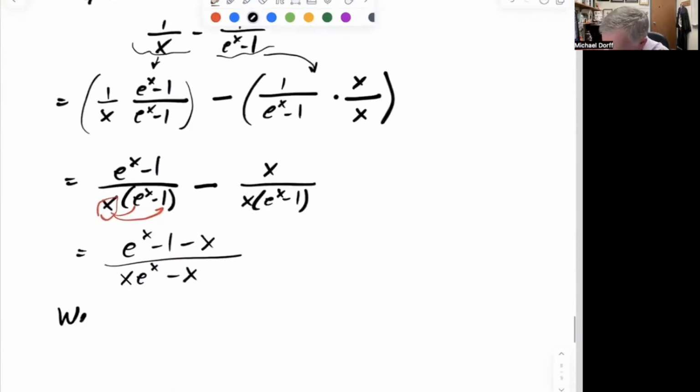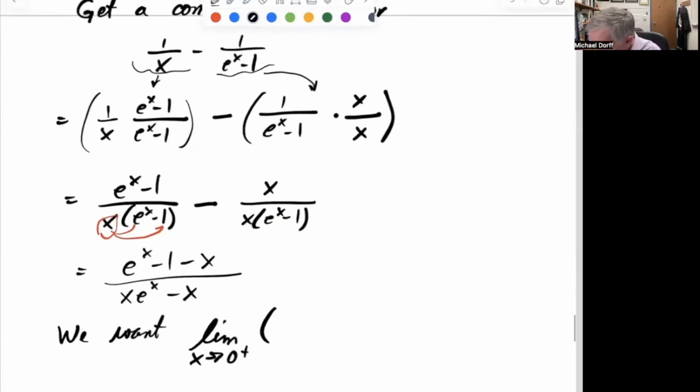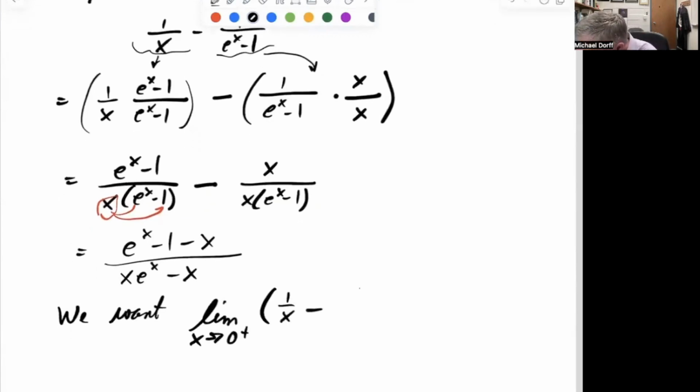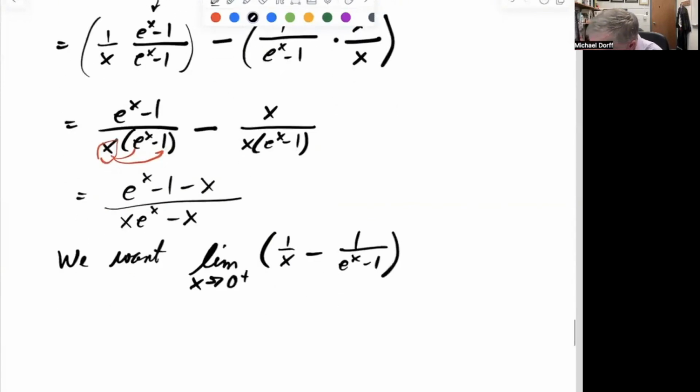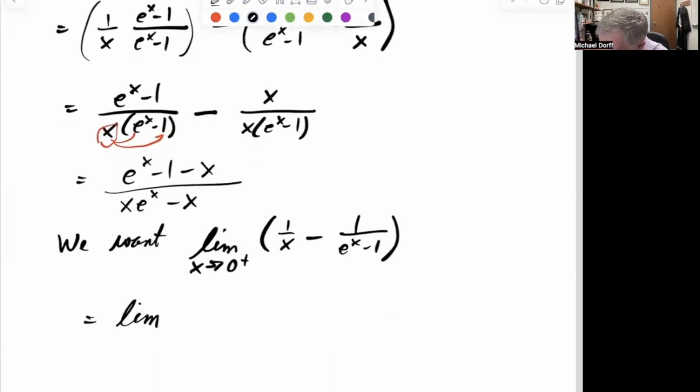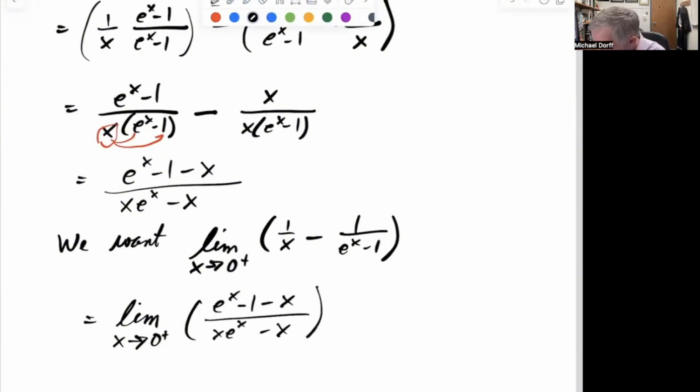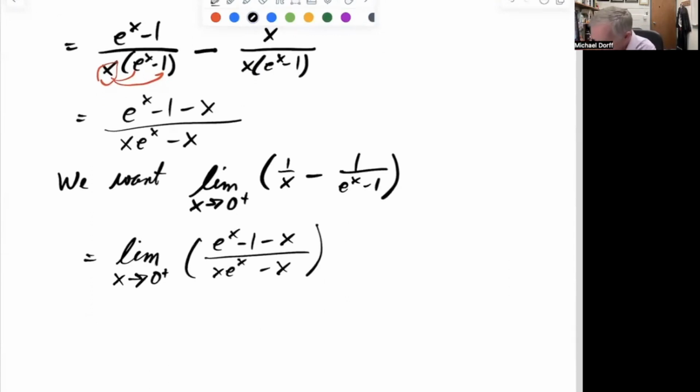So we want the limit as x goes to 0 from the right of, again, the original problem was 1 over x minus 1 over e to the x minus 1. We've now rewritten that. What's in the parentheses there, we've rewritten to be e to the x minus 1 minus x over x e to the x minus x. And now if we do a substitution there, where x equals 0, trying to solve the limit, we get e to the 0 minus 1 minus 0 over 0, e to the 0 minus 0, and that's going to give us 0 over 0, which is my indeterminate form.